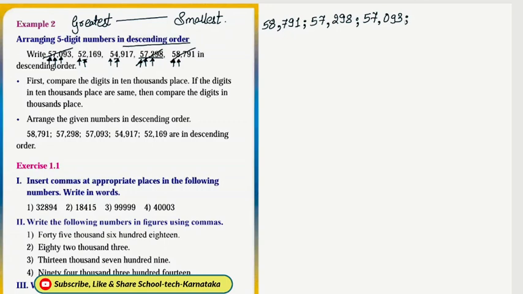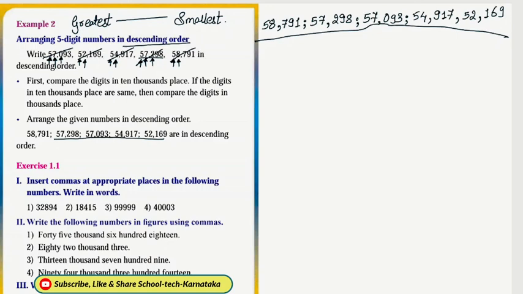So 57,093. In the remaining 2 numbers, we check. The 10,000s place is the same. We move to the thousands place. Here we have 2 and here we have 4. And we know 4 is greater than 2, so we write down this number, 54,917. And the remaining number is our smallest number, 52,169. This is how we arrange the given numbers in descending order.